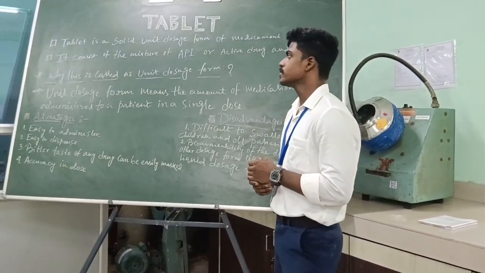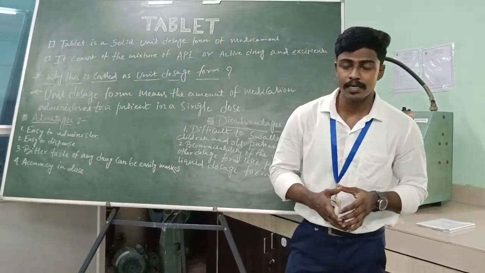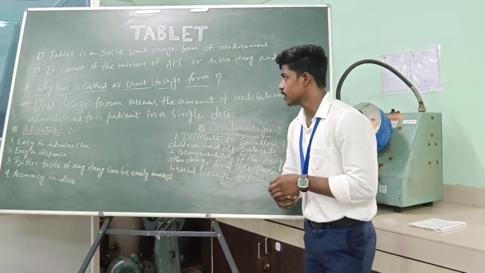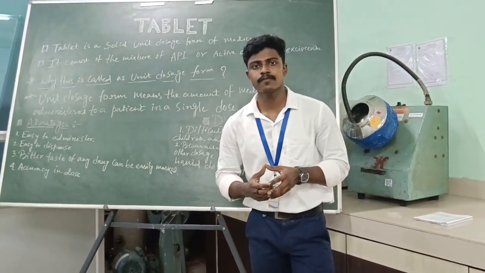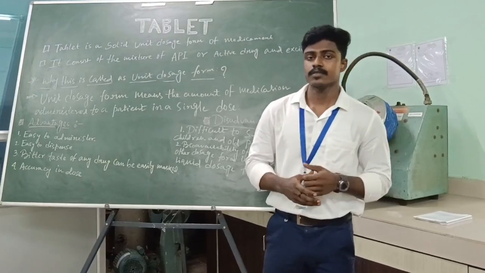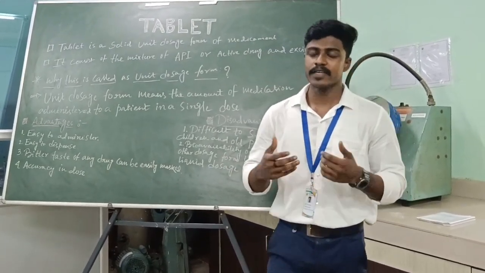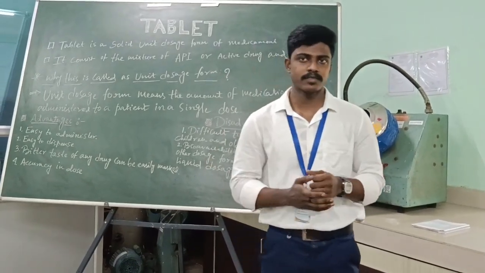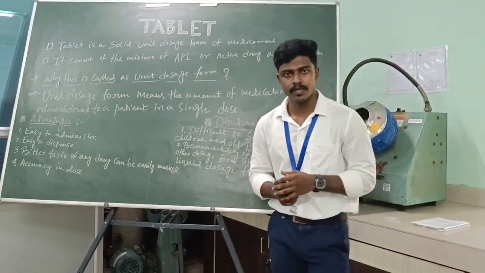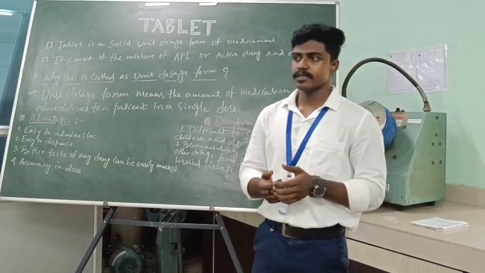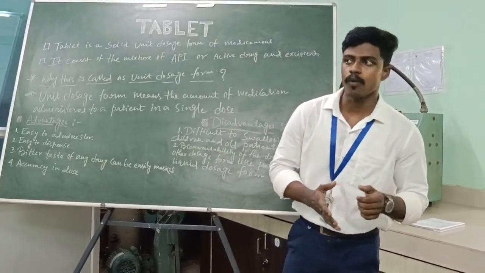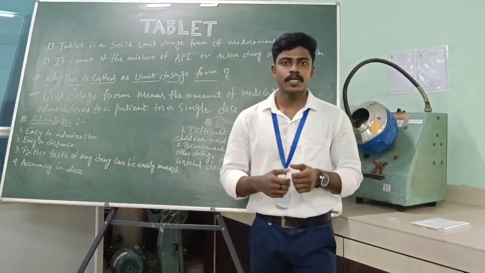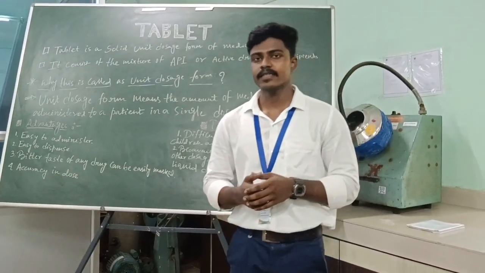Next point is it consists of a mixture of API, the active drug, as well as some excipients. And what is API? API means active pharmaceutical ingredient, which is the main drug. For example, if we are taking a paracetamol tablet, then the paracetamol drug is the main API, or active pharmaceutical ingredient, and the other ingredients except the API are called excipients. In excipients, there are so many things present, like binder, filler, diluents, glidants, etc.